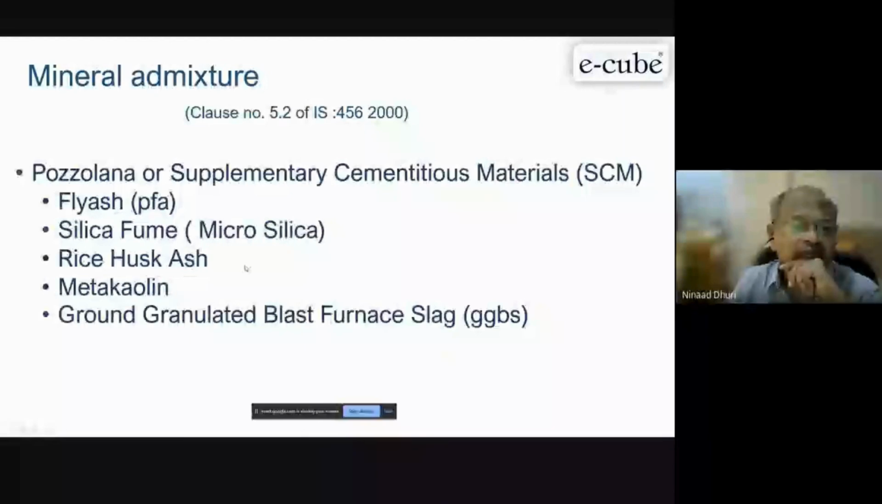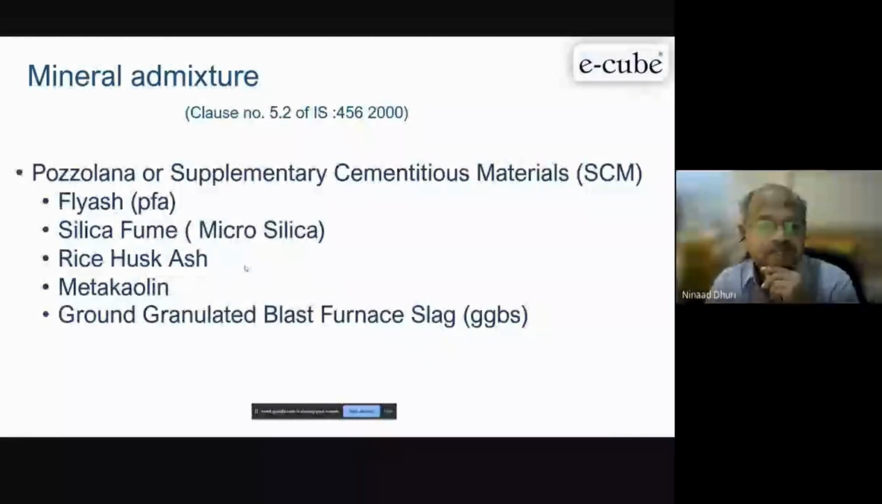Rice husk ash has very limited use, but it still has very good hydraulic properties because it has very good reactive silica in it. But it has to be burned at a particular temperature, which we'll discuss in detail. So these are the materials available to replace a major part of cement without losing the quality of your concrete: fly ash, silica fume, rice husk ash, metakaolin and GGBS.